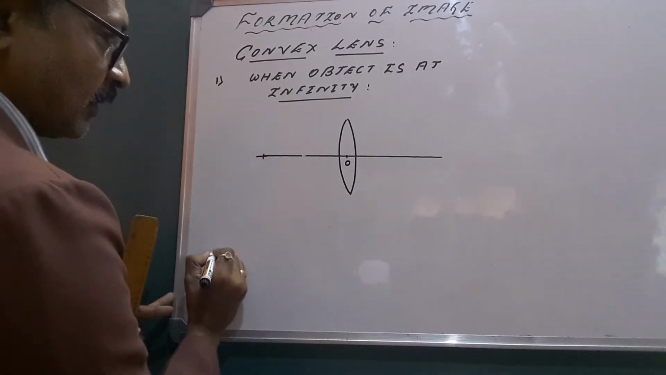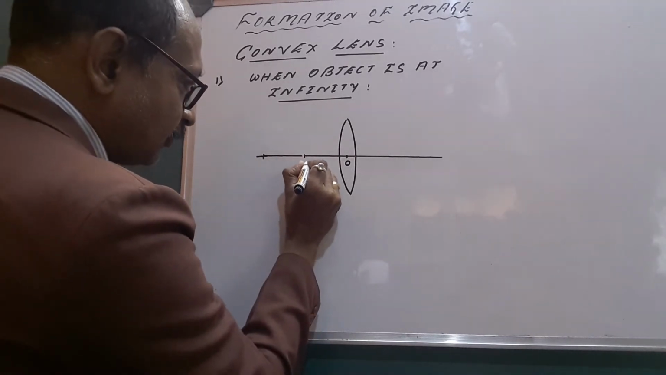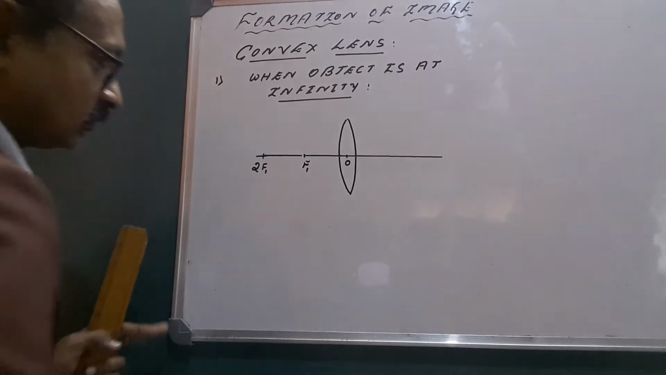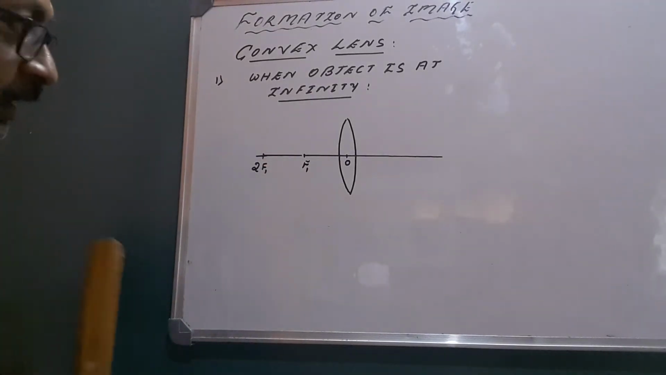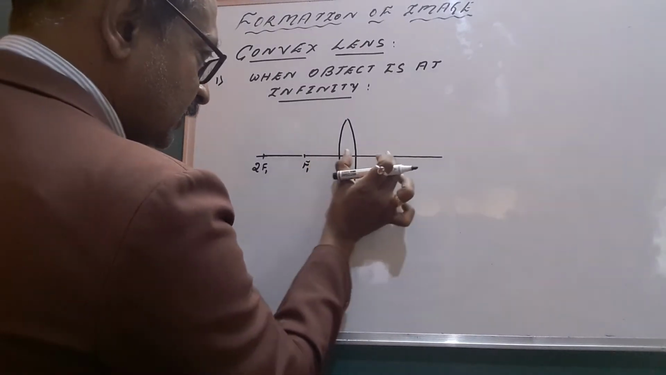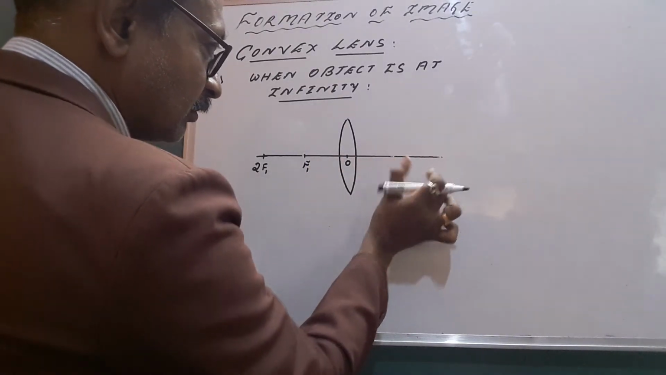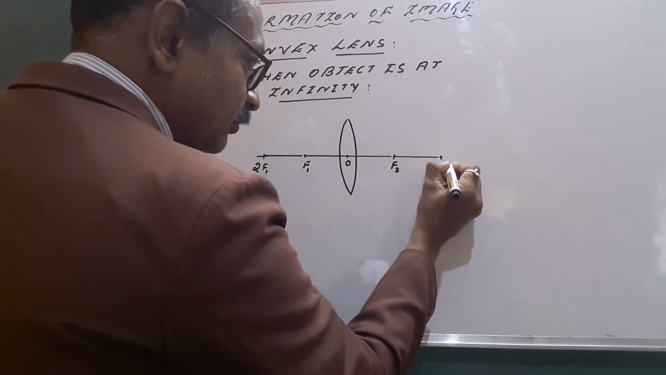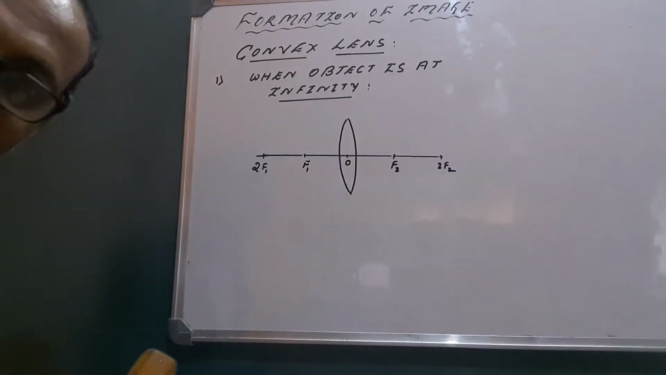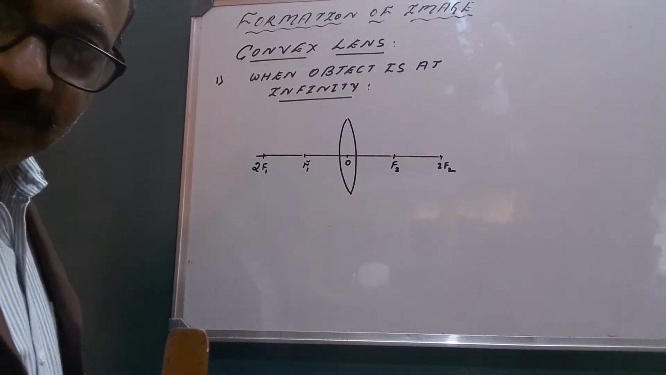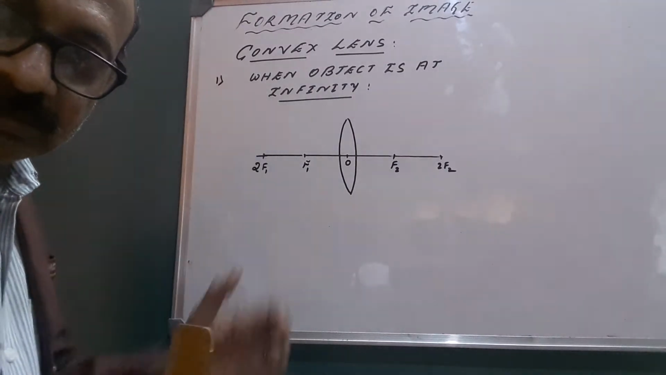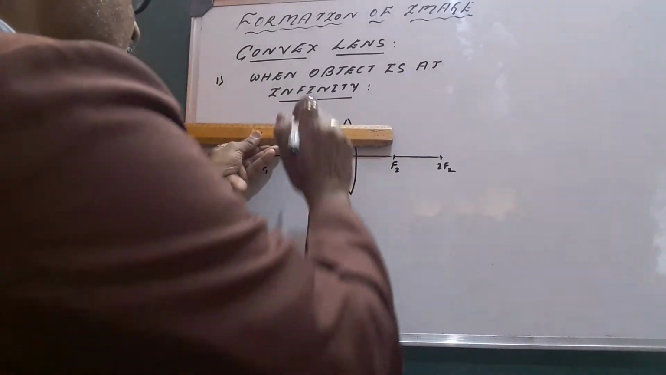This is called F1. This is termed 2F1. And this side, same thing. This one here is F2. This is also 2F2. Now where is the object? The object is at infinity somewhere. So let us say like this.